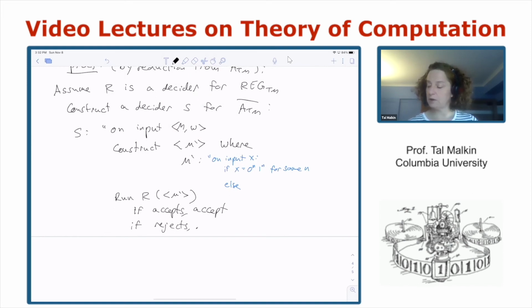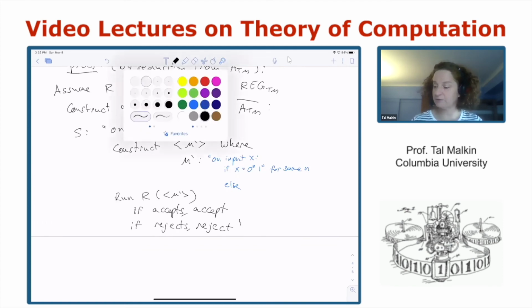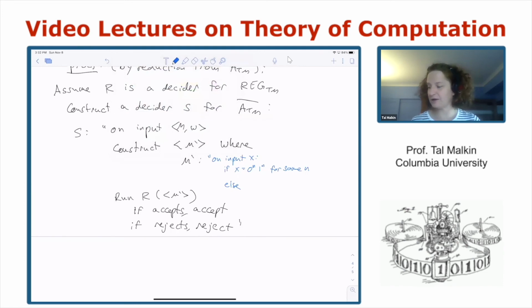That's what I want. So I better make sure that if M accepts W, I get a non-regular language. So let me try this and see if it works. If it doesn't work, we will change the construction. Okay, so if X equals 0 to the n, 1 to the n for some n, then I will say accept. And else, if it's of a different form, I will run M on W and output the same.